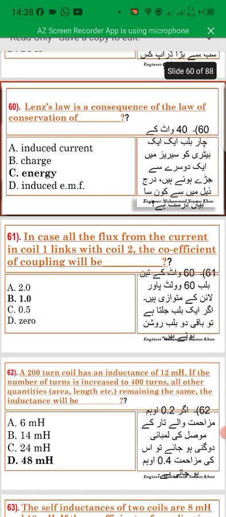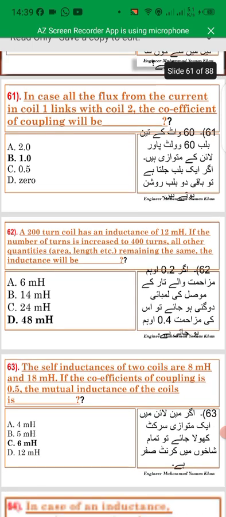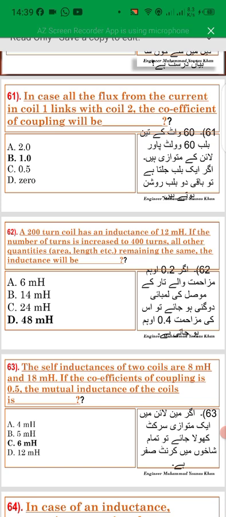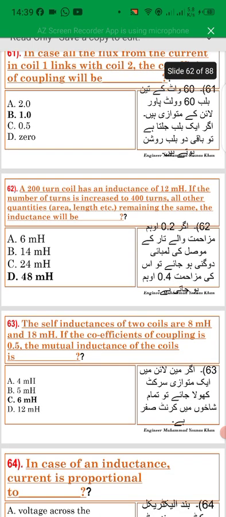In case all the flux from the current in coil 1 links with coil 2, the coefficient of coupling will be 1.0. A 200 turns coil has an inductance of 12 millihenry. The number of turns is increased to 400 turns. All other quantities are unchanged. A 200 turn coil has an inductance of 12 millihenry.